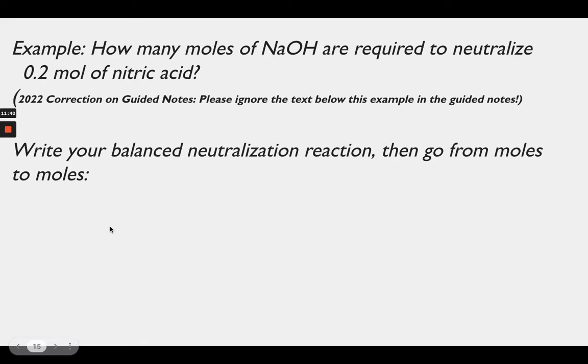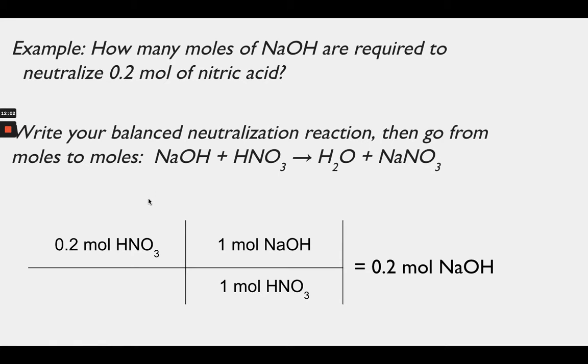I want to note that on the guided notes for those of you using them in 2022, there's some text below this example that was put there accidentally. So please just ignore that text and just do what I'm saying right here. The example is: how many moles of sodium hydroxide are required to neutralize 0.2 moles of nitric acid? So we're going to write a balanced equation. Sodium hydroxide and nitric acid, which is HNO3, give you H2O and NaNO3.